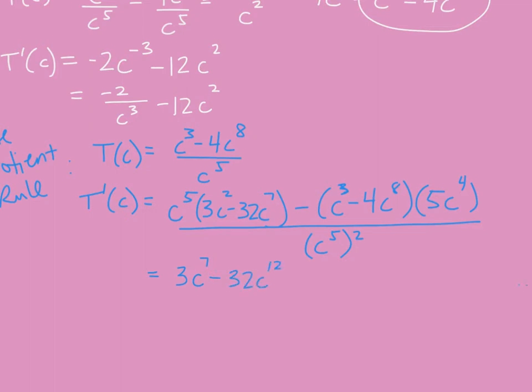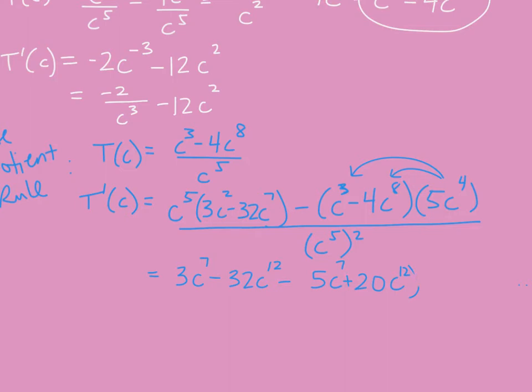And then I'm going to still have this subtracted, and then we're going to do this multiplication in here. So be careful about your order of operations. We're going to multiply first here. So we'll have 5c to the 7th, and then we'll have minus 20c to the 12th. Then when we distribute that minus sign through, what that'll end up looking like is we'll have a minus 5c to the 7th and then a plus 20c to the 12th.